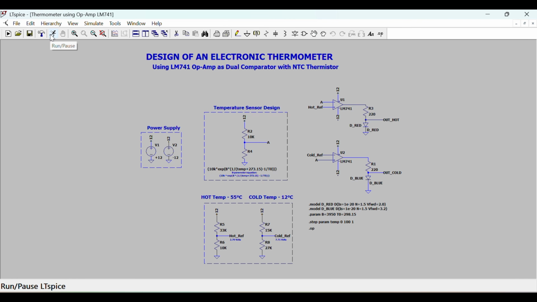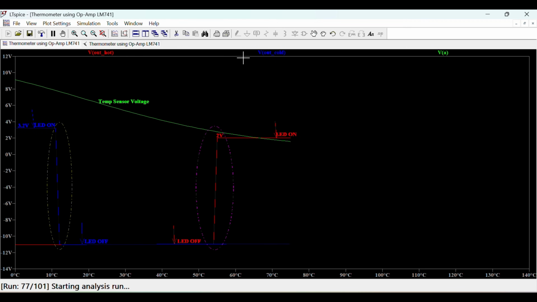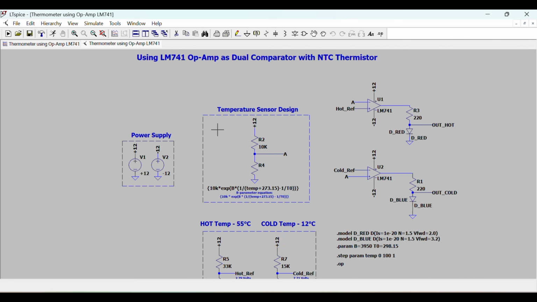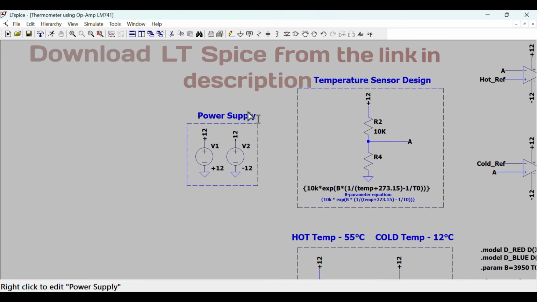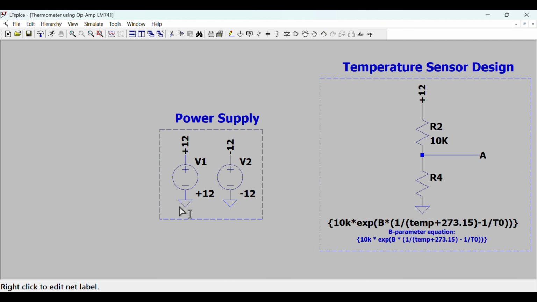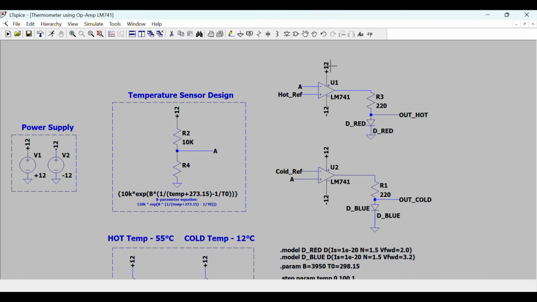Mast Electronics. Today we are going to design an electronic thermometer using LM741 op-amp as dual comparator with NTC Thermistor. First, let us go to the power supply section where we are having two voltage sources V1 and V2. V1 will be providing plus 12 volts and V2 will be providing minus 12 volts. So I am going to feed these two voltages to my op amp.